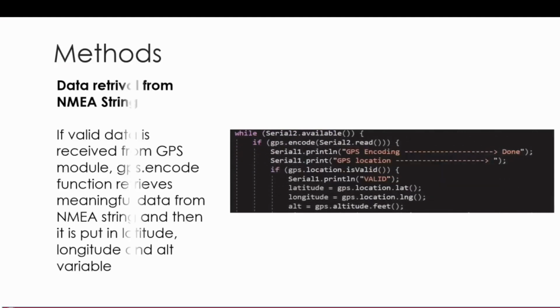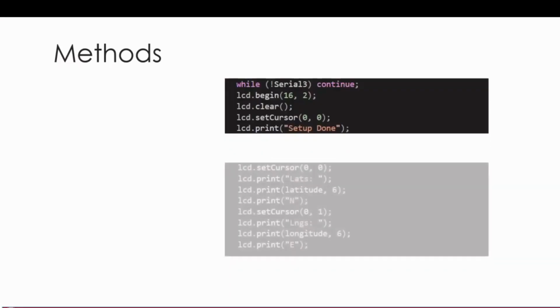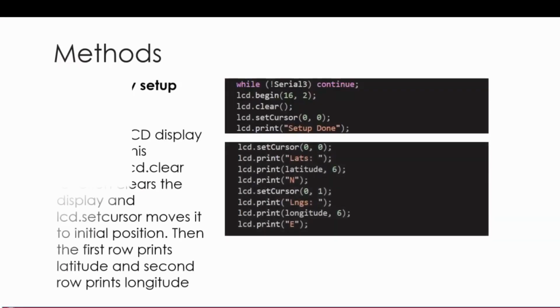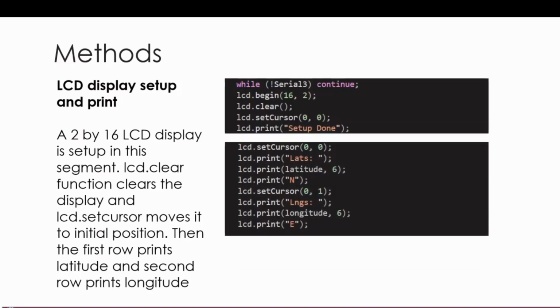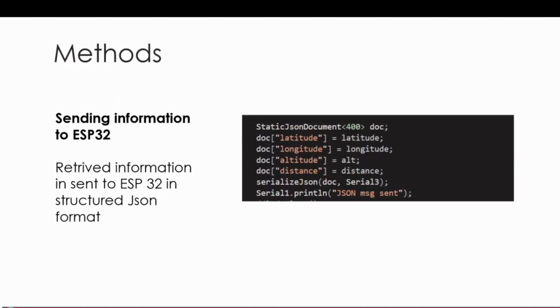If we look at how data is retrieved from NMEA string, the GPS.encode function basically does the work for us. Then the data are moved into some variables as illustrated earlier. LCD.clear and LCD.setCursor are some built-in functions which do the setup process for the display. We print latitude and longitude with the help of the LCD.print function. Finally, a static JSON document puts the data in structured format and sends it to ESP32.